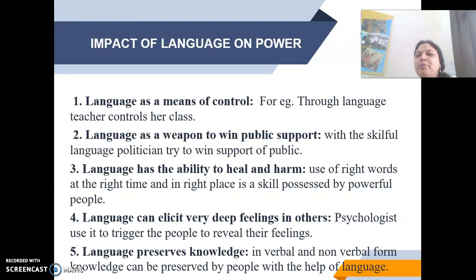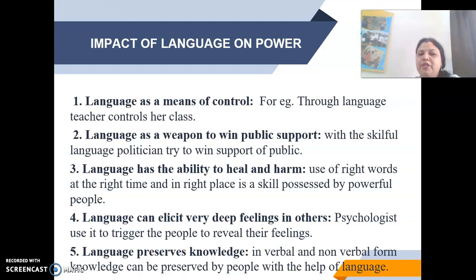Impact of language on power. First we deal with it. First is language as a means of control. For example, through language, a teacher controls her class. If a teacher tries to maintain discipline in her class, language plays a very important role in maintaining the discipline of the class.